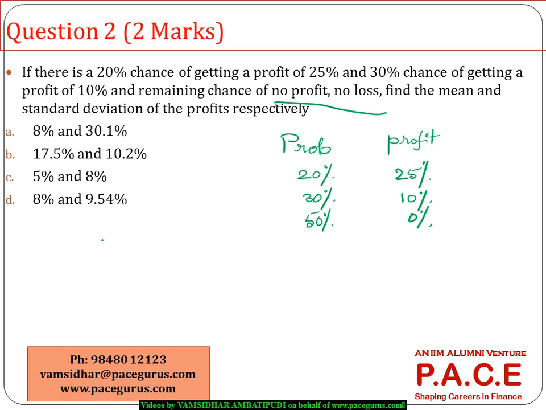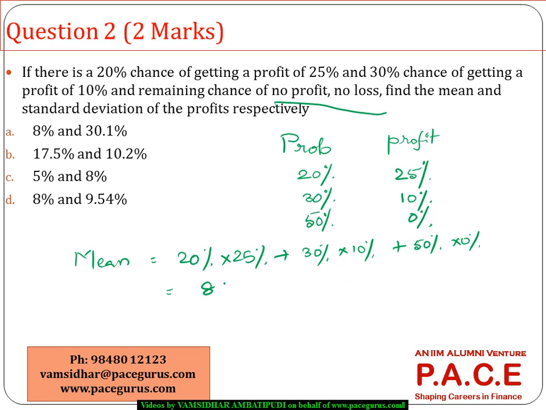Now we all know that the mean is nothing but the weighted average. So to find the mean given this kind of example, it is 20% into 25% plus 30% into 10% plus 50% into 0%. You can use your calculators, otherwise this is 5 plus 3, 8 plus 0. So we know that the mean of the distribution is around 8%.